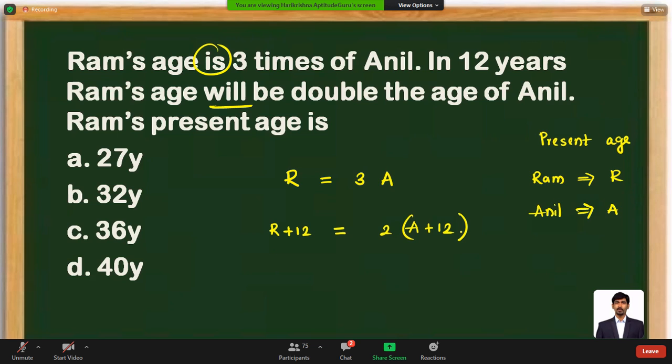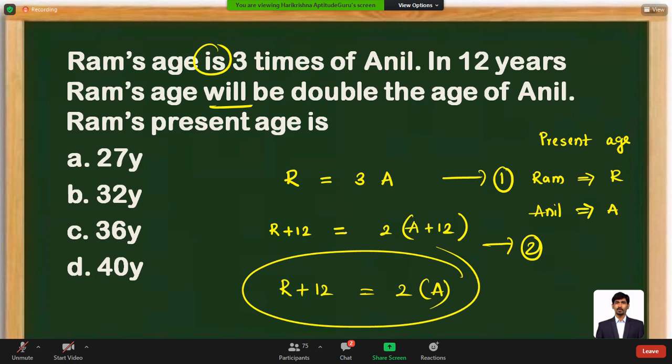So whenever any increase of the age is there, in 12 years, in 5 years, in 6 years, all the persons' ages will be increased by that number. Most of the students are making one common mistake. This is the first equation, this is the second equation. Sometimes by mistake students write R plus 12 is 2 times of Anil's age, 2 times of A. This is a common possible mistake from the students. Please avoid making this mistake.